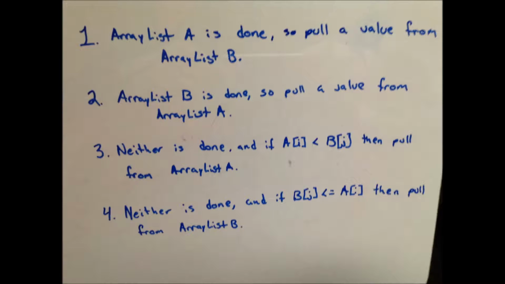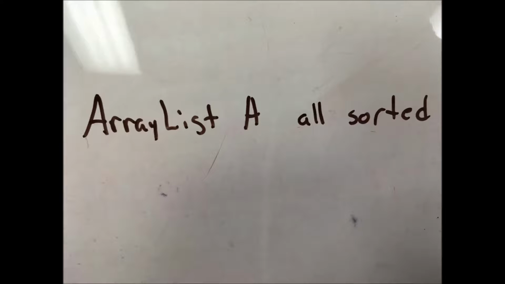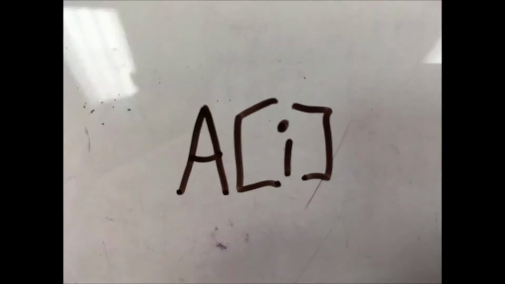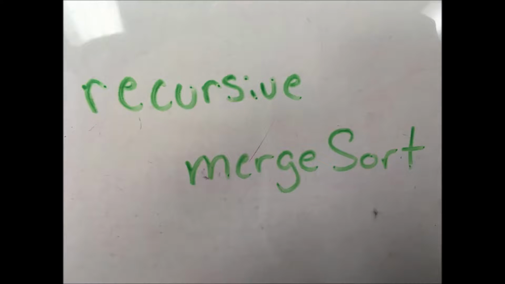It is important to deal with the 4 cases in the order described. For example, if you are done with array list A, you do not want to inspect any values past A index I. Instead of dividing the list once, a recursive merge sort will keep dividing the list in half until the sublists are 1 or 2 values in length.